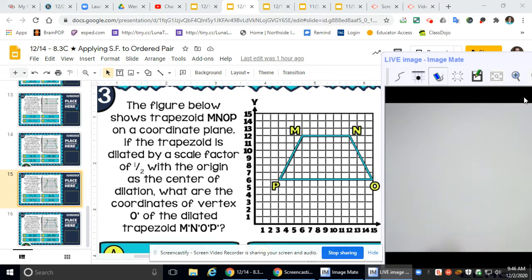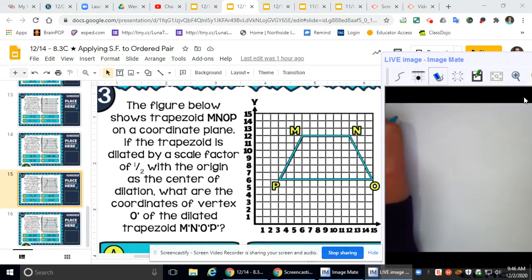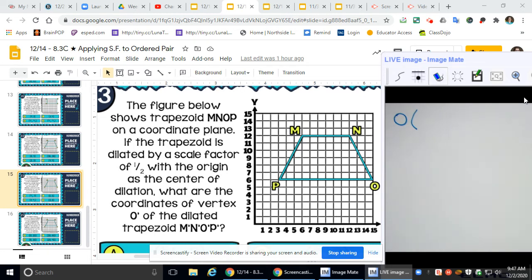The next question says, the figure below shows trapezoid MNOP on a coordinate plane. If the trapezoid is dilated by a scale factor of 1/2 with the origin as the center of dilation, what are the coordinates of vertex O prime? Okay, so now let's review. If we want O prime, then I need to know the coordinates for O. So I'm going to come over here to my graph and take a look at O.